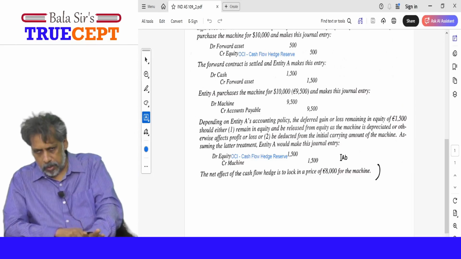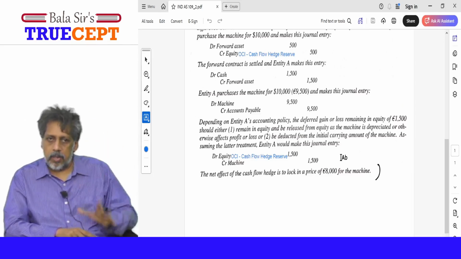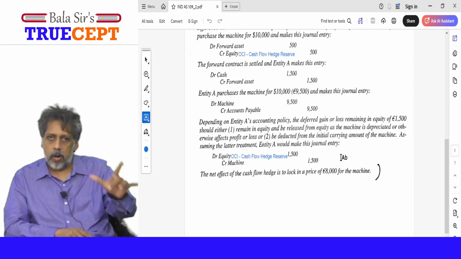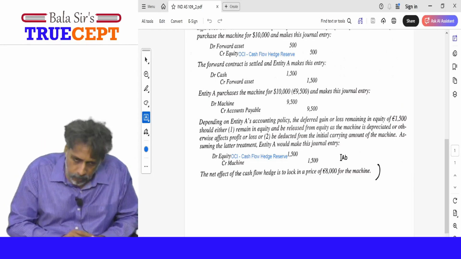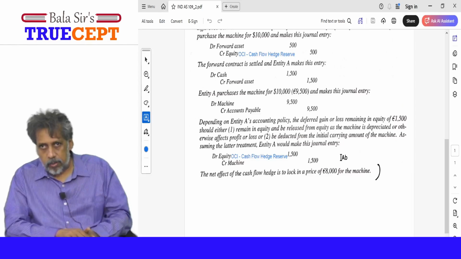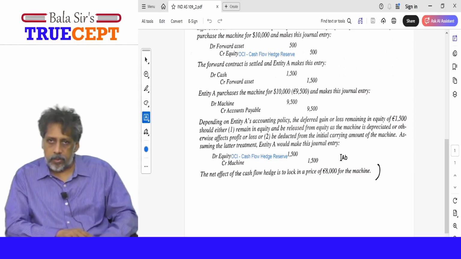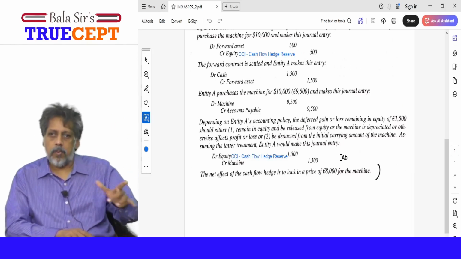Got it? Yes, sir. So guys, learn this example really well for examination. Very important. In fact, there is a case study also in one of your model papers. Okay. So go through the sum really well.